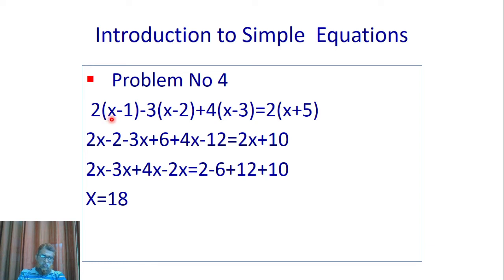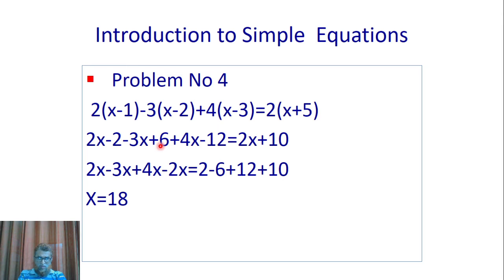Fourth problem, you see, 2 into x minus 1 minus 3 into x minus 2 plus 4 into x minus 3. So x minus 1, x minus 2, x minus 3 are within brackets, is equal to 2 into x plus 5. So let us remove the brackets by multiplying. 2 into x, 2x. 2 into minus 1, so it has become minus 2. Then minus 3, the minus value remains here, 3 into x, 3x, minus 3 into minus 2, that is 6, minus into minus becomes plus. So 3 into 2 is 6, minus into minus is plus, so that is plus 6, plus 4 into x, 4x, 4 into minus 3, minus 12, then 2 into x, 2x, 2 into 5, 10. So now the brackets are removed.